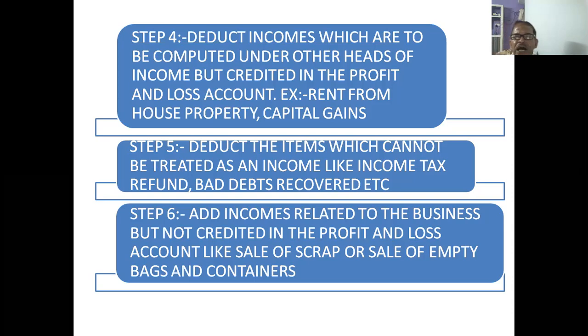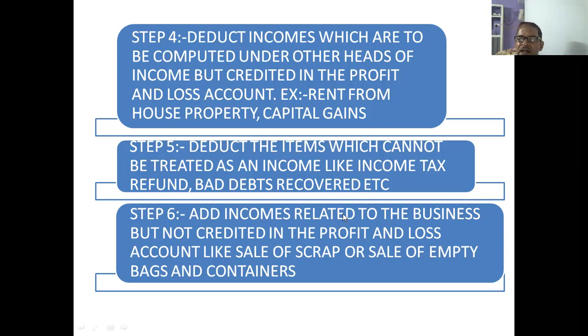Step 5. Deduct the items which cannot be treated as income, like income tax refund and bad debts recovered. There are some transactions like income tax refund and bad debts recovered that cannot be treated as business income. So you have to deduct those items. Those cannot be considered as income of the business. You have to deduct those items. That is step 5.